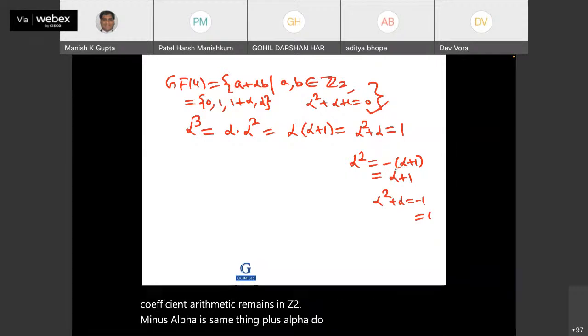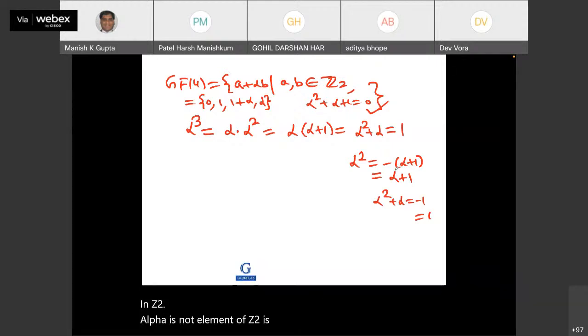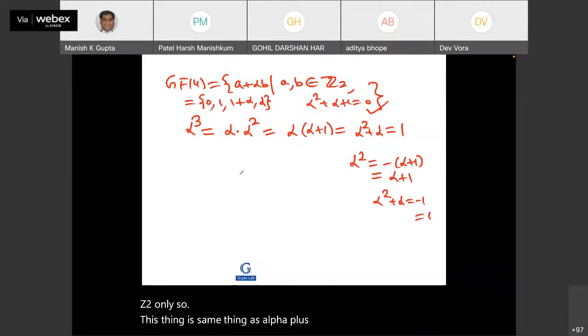Do you agree? Minus alpha is the same thing as plus alpha. Similarly, minus 1 is the same thing as plus 1 in Z2. Alpha is not an element of Z2, remember, but the coefficients are in Z2 only. So this is the same thing as alpha plus 1. Okay? Do you understand?